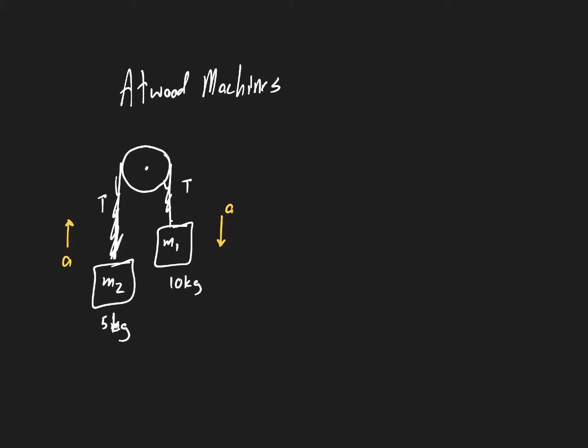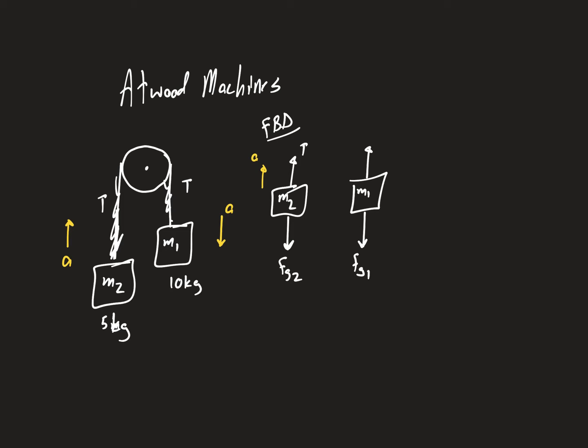So the first thing we do is look at the free body diagram of each mass. Here's M2, and I have its weight, we'll call that FG2, and then its tension, and I know that it's accelerating upward. I have the first mass, M1, which has its weight, we'll call that FG1. We have tension pointing up, and once again, I know this one's acceleration is pointing down.